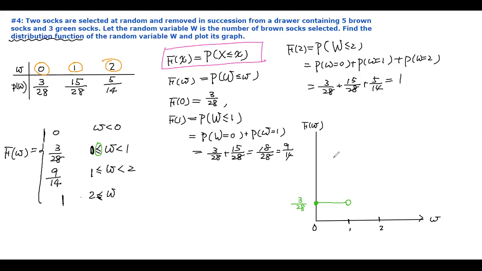Now from 1 to 2, 1 will be included here because the equal sign is here, up to 2. And what is the value? 9/14. So here is 9/14. And W greater than 2, here is 1, right? So that means when W is greater than 2, it becomes 1.